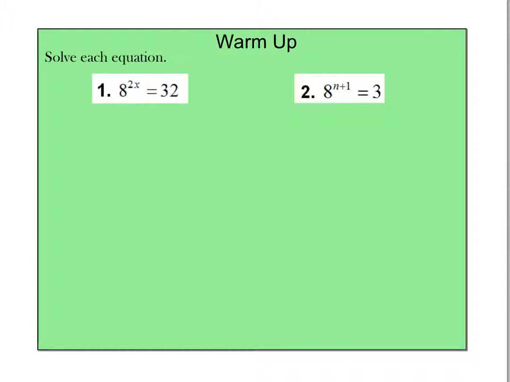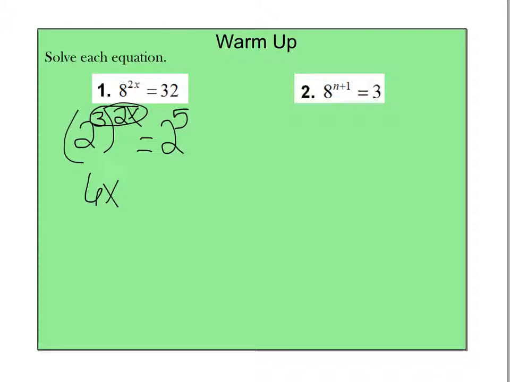If you noticed that 8 and 32 can both turn into a base of 2, we can change 8 into 2 to the third, but then keep in mind it already had a 2x, and 32 we can change to 2 to the fifth. So then we would multiply these exponents together to get 6x is equal to 5, and divide both by 6. So x equals 5 over 6, because again, you do not need to change it to a decimal.